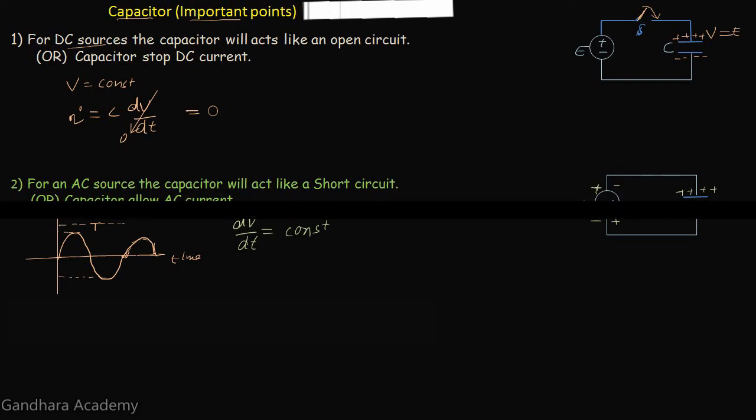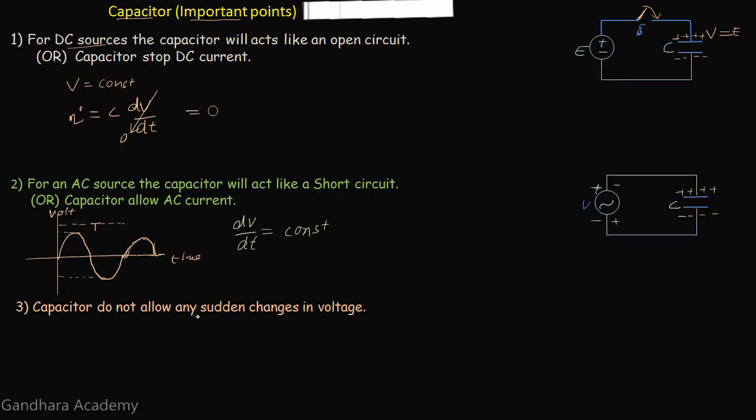Now moving towards the third point, which states that a capacitor does not allow any sudden changes in voltage. By a sudden change, we mean one for which dt approaches 0 while the change in voltage is finite. So dV in this case is finite. From the equation of a capacitor, we know that I is equal to C dV by dt. Since dV is finite, C dV is finite, and dt is approaching 0 because there is a sudden change in voltage.